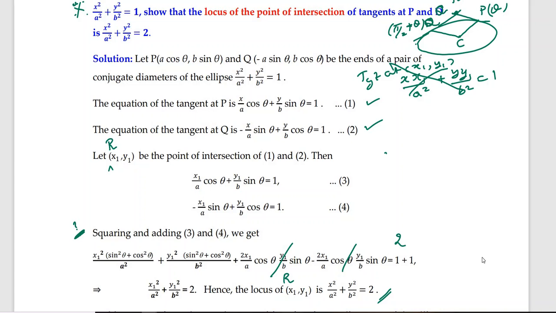We can just rewrite this as x square by (root 2 a) the whole square plus y square by (root 2 b) the whole square equal to 1. Likewise we can have other conjugate diameters, and when we join them all, this is the locus, so you will get another ellipse like this, a concentric ellipse.